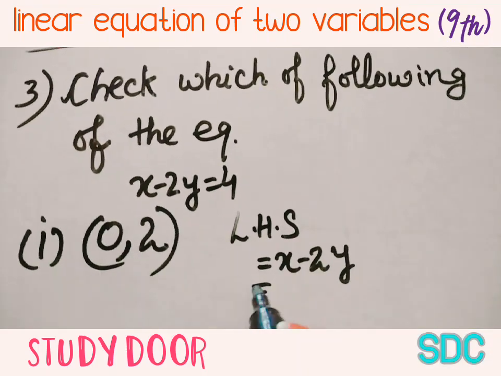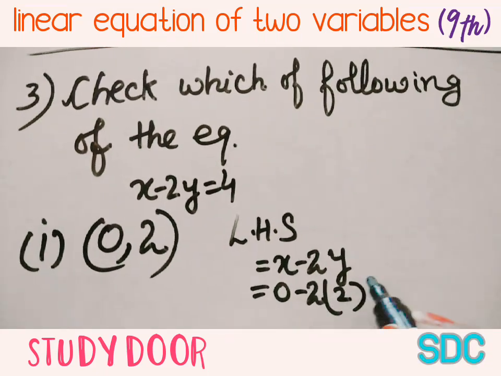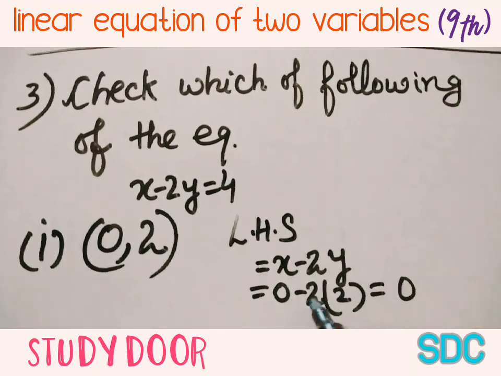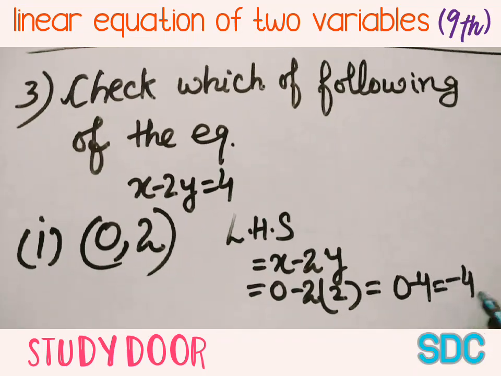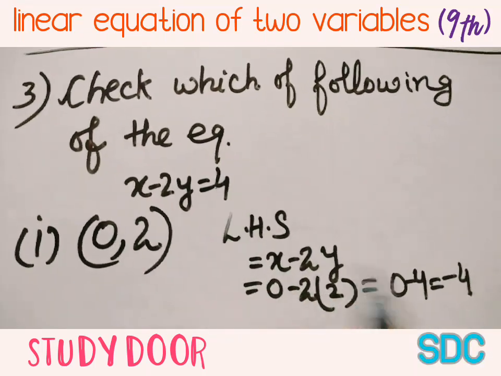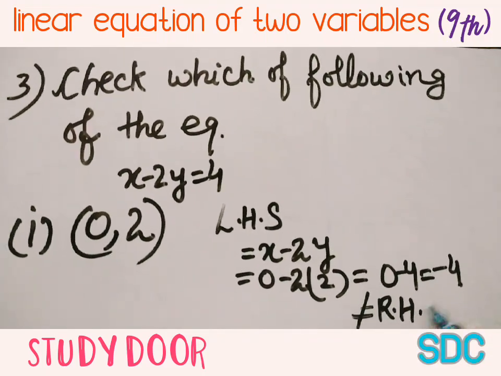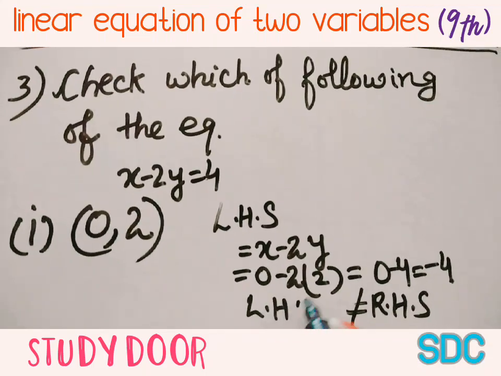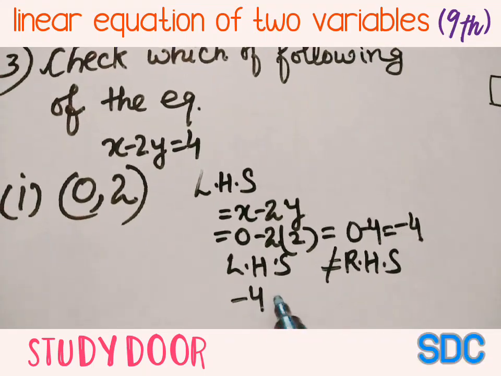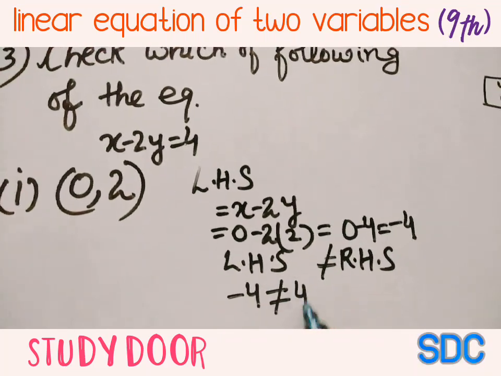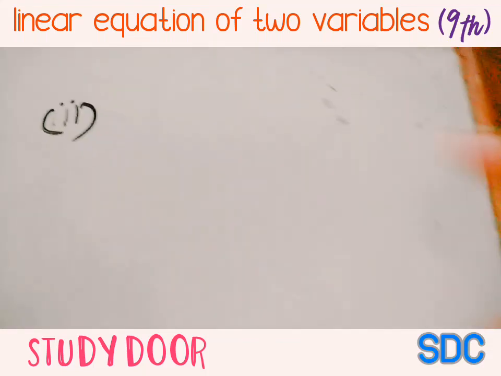Put the value of x. The value of x is 0, minus 2 into y, the value 2. So we find 0, and 2 into 2 is equal to minus 4. The answer we get is minus 4. Left hand side does not equal right hand side, because our left hand side was minus 4 and the right hand side is 4. Both values are not equal, so it will not be a solution.